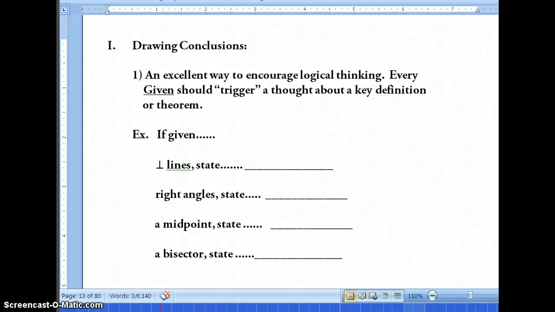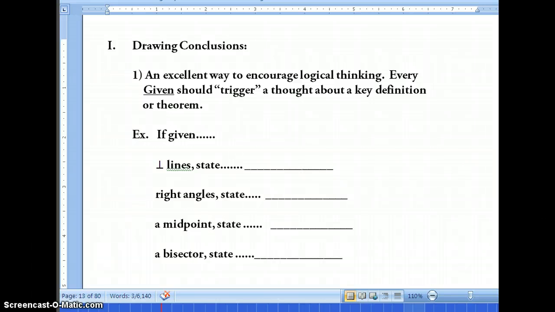Okay, kids, we're going to start today's lesson on drawing conclusions. What I'd like you to do is to hit pause on the recorder, take a minute, get these things copied down in your notebook, and then we'll talk about them when you turn the recorder back on. So just hit pause and get this stuff copied down. It should take you a minute or two.